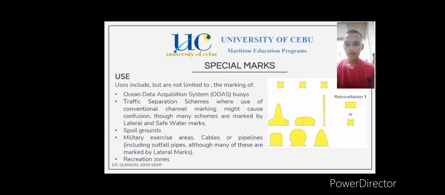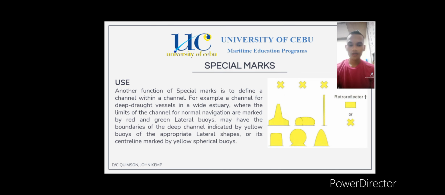Uses include, but are not limited to, the marking of Ocean Data Acquisition System or ODAS buoys, traffic separation schemes where use of conventional channel marking might cause confusion, though many schemes are marked by lateral and safe water marks, spoil grounds, military exercise areas, cables or pipelines, including outfall pipes, although many of these are marked by lateral marks, and recreational zones.